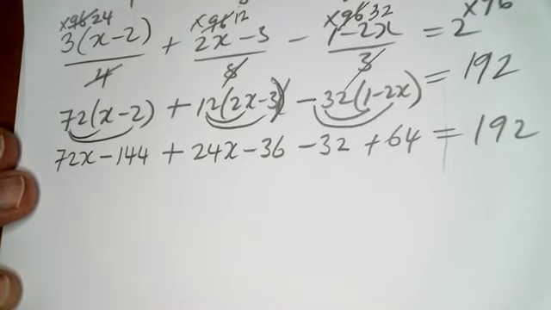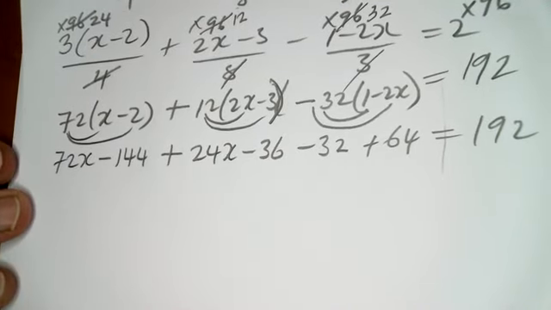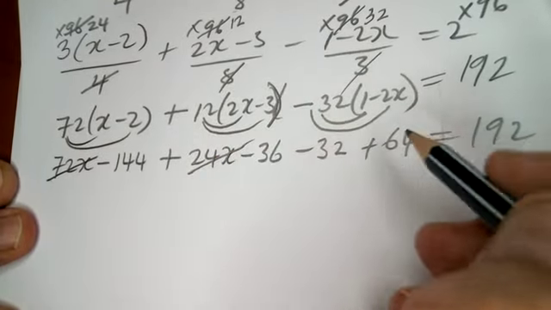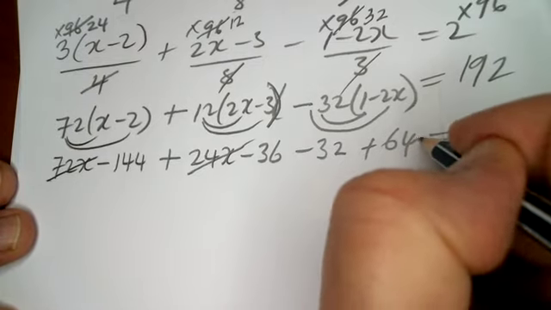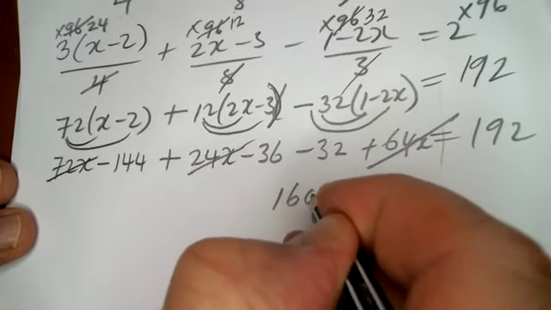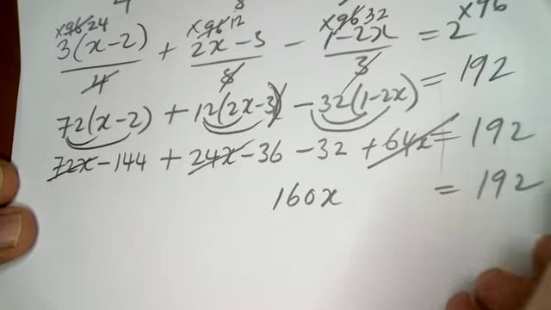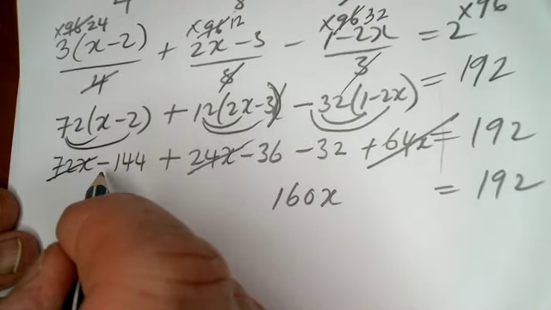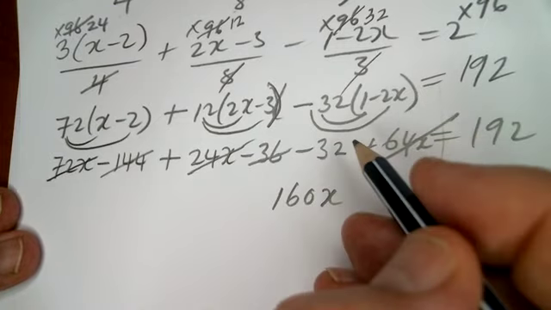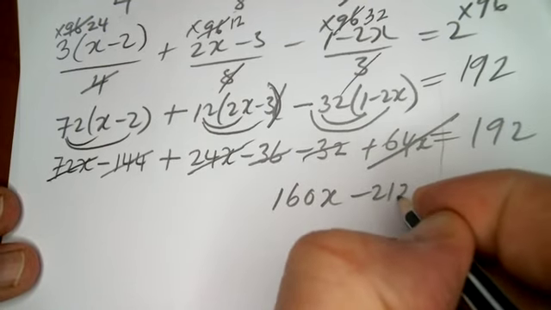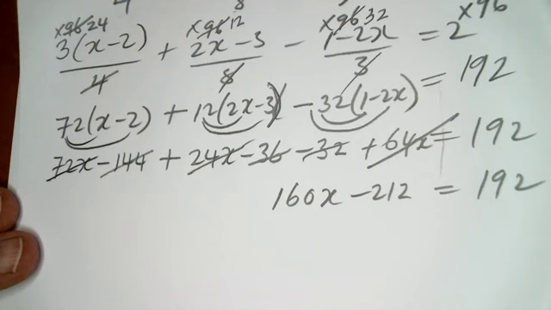All right, let's look at the next bit. So now we're going to collect like terms. I'm going to add these up as I go. So I've got a 72x and a 24x, and this was 64x, by the way, and a 64x, that comes to 160x, and I've got 192 over there. Now let's add up the integers. So we've got negative 144, negative 36, and negative 32. That's going to be negative 212.